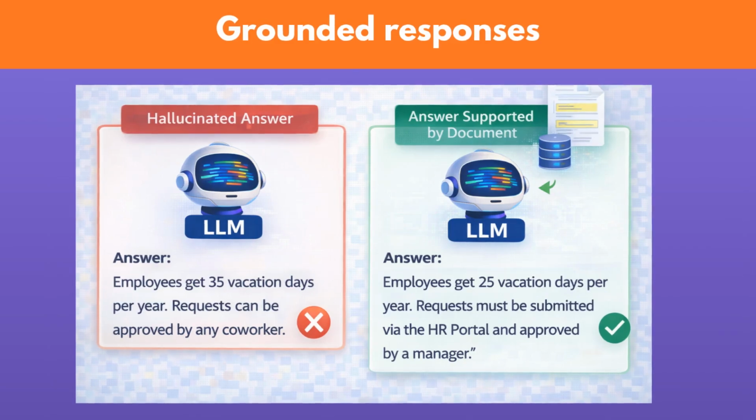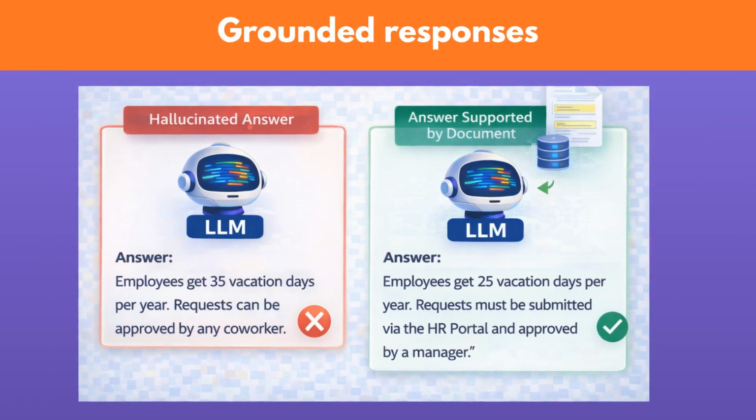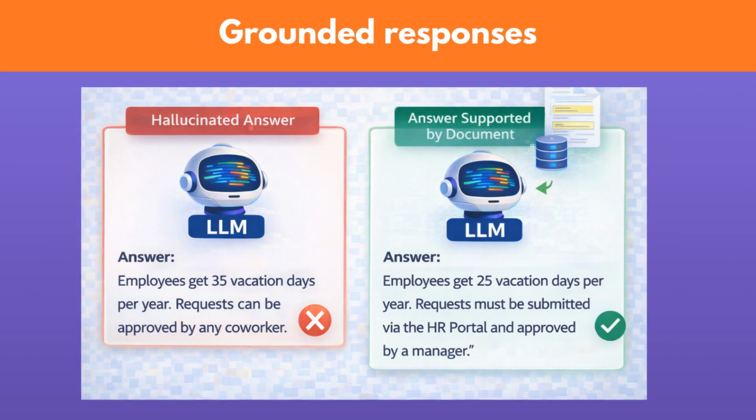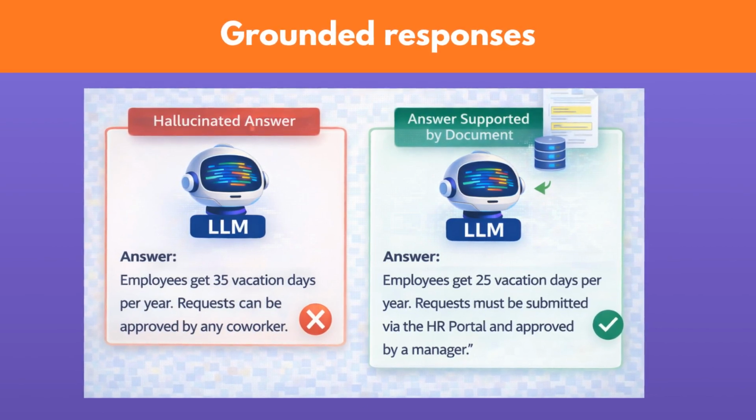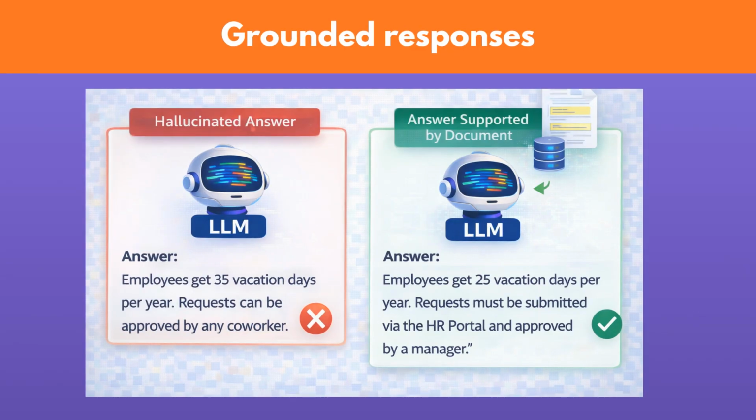Because the model is grounded in real documents, hallucinations become less likely. The model isn't inventing information. It's generating answers based on the retrieved evidence. This dramatically improves reliability in production systems.